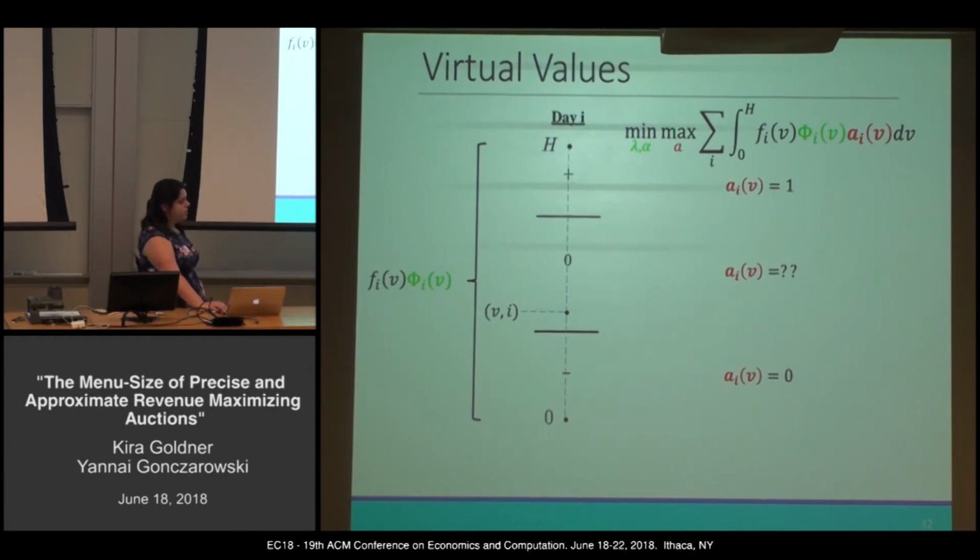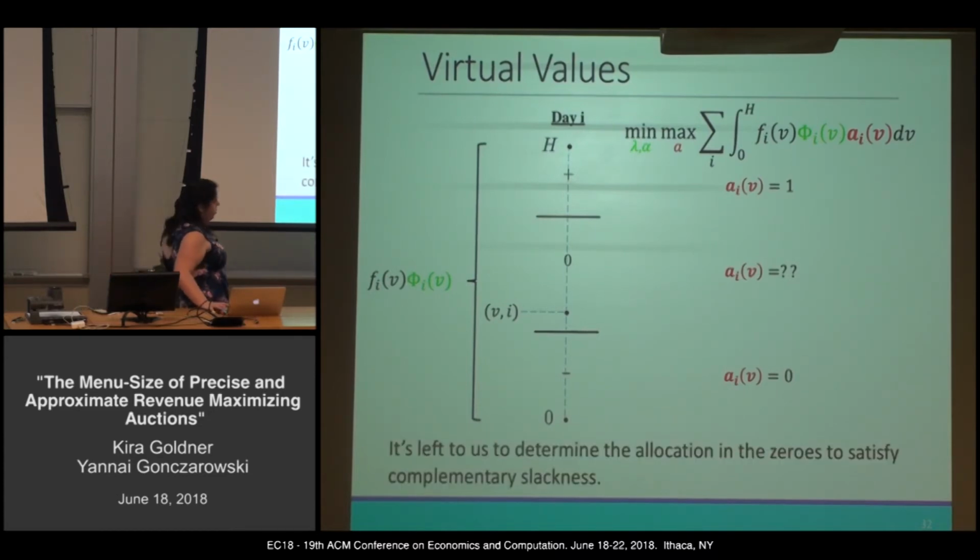So the point is that a needs to maximize this term. Okay? And so when it's positive or negative, we have no control over it. It better be 1 or 0. And if it's in between, then we're going to deal with what it should be exactly. Okay? So the interesting stuff is going to happen in this in-between region where this f times phi, the virtual value, is 0. Okay? Questions about that? Okay.